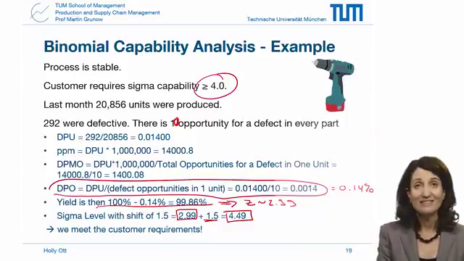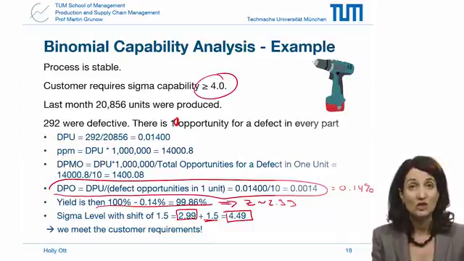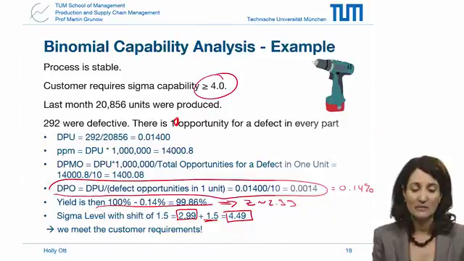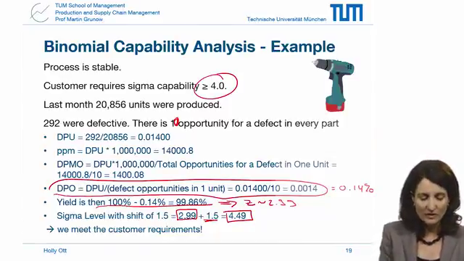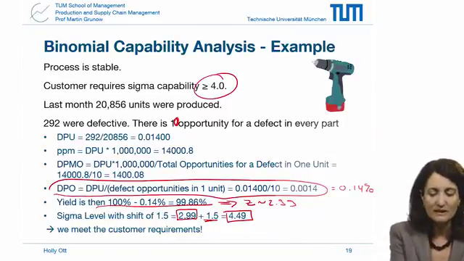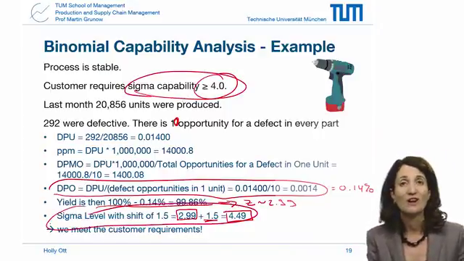Okay, good. Then I hope that gives you an idea of how, with discrete data, with attribute data, looking at the number of defects and knowing the number of defect opportunities per part, we can perform a discrete attribute capability analysis so that we can come up with the sigma capability level for our process.